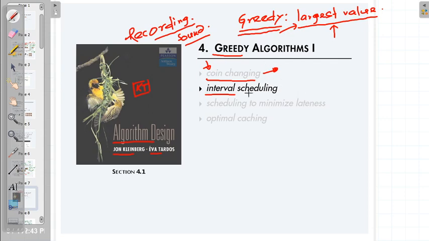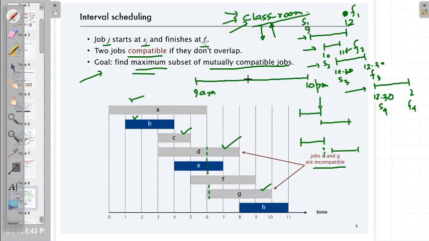So one such algorithm where we will prove that greedy gives an optimal result is the interval scheduling algorithm. And in the last class we discussed what this interval scheduling problem is. We have jobs which have a start time and a finish time. Say this job starts at 9 o'clock and ends at 12 o'clock, something like this.